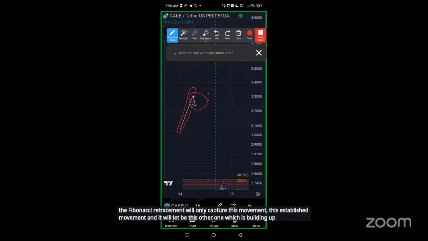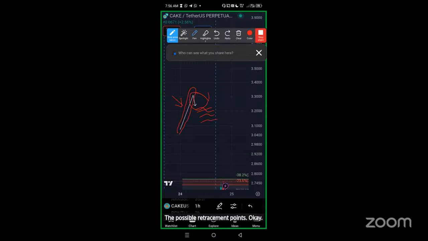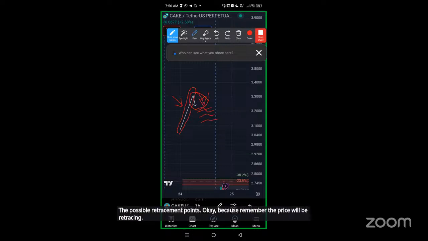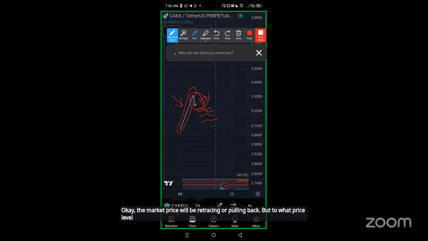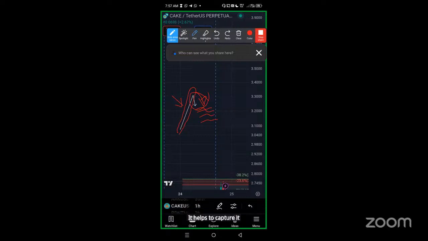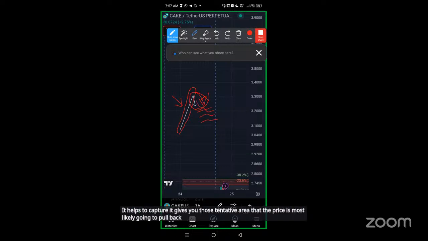So by capturing the previous movement, it will help you locate the possible retracement points, okay? Because remember, the market price will be retracing or pulling back, but to what price level the market price will be pulling back to is an area that you may not easily know. But what the Fibonacci helps you do is locate and capture those tentative areas that the price is most likely going to pull back to before having a reversal to maintain the previous trend.